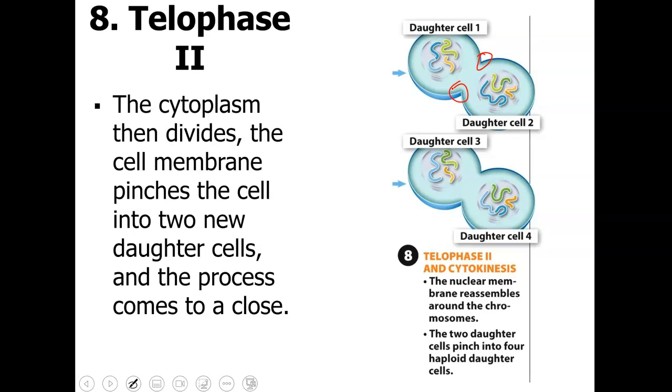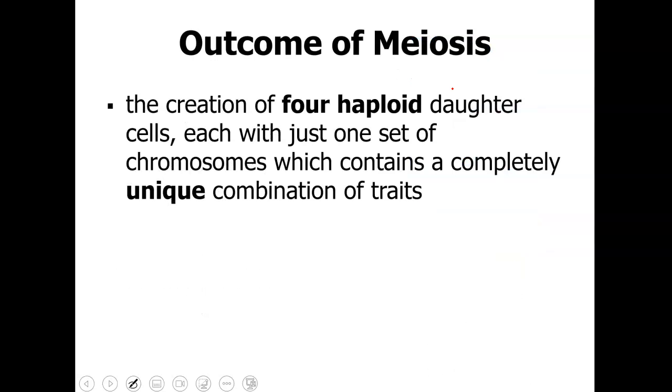with 4 daughter cells. So you started out with one parent cell with 92 chromosomes. You're going to end with 4 daughter cells having 23 chromosomes apiece. So 4 cells, 23 chromosomes each. Since they only have 23 chromosomes for a human, that's considered to be half of the genetic material needed, and so it's referred to as a haploid daughter cell or a haploid cell.